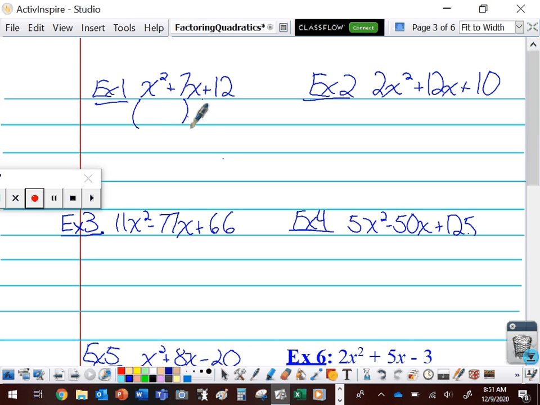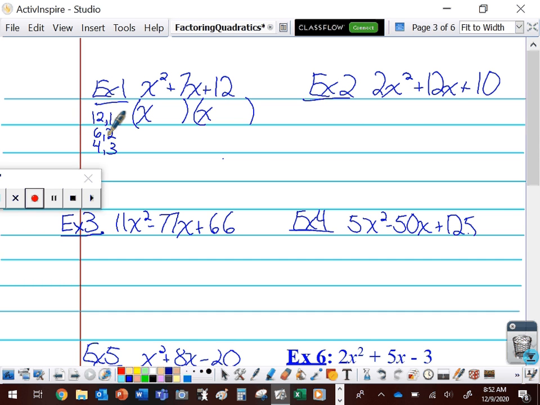So I'll have two sets of parentheses. And I know that my firsts need to multiply to give me x squared. Well, the only option there is x and x. My lasts need to multiply to give me 12. So I'll list my options. I have 12 and 1, 6 and 2, and 4 and 3. I need factors. I need numbers that are going to multiply together to give me that 12. So I have to use one of these pairs.